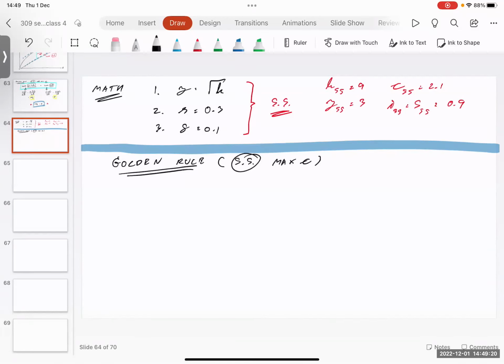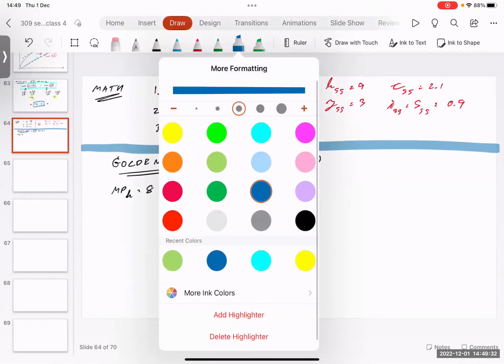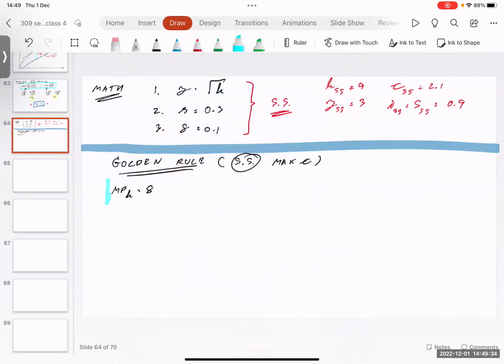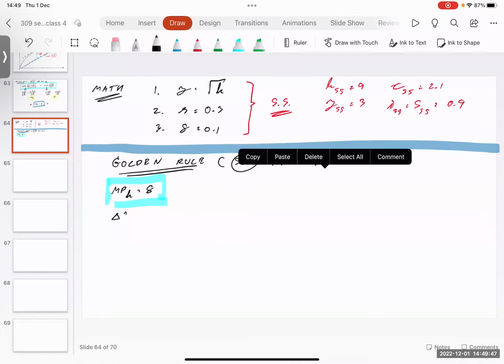Okay, so when you're gonna find the golden rule point, you have to come up with the condition that we just solved before. Okay, the condition for the golden rule point is MP small k equal to delta. You need to come up with this. This is a condition for the golden rule, and you should know what is MP small k. MP small k, marginal product of capital per worker, equal to delta y over delta k.